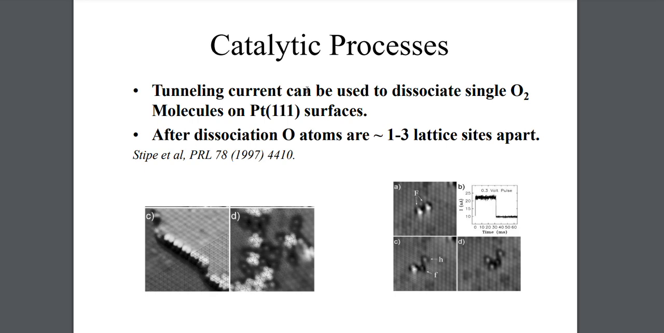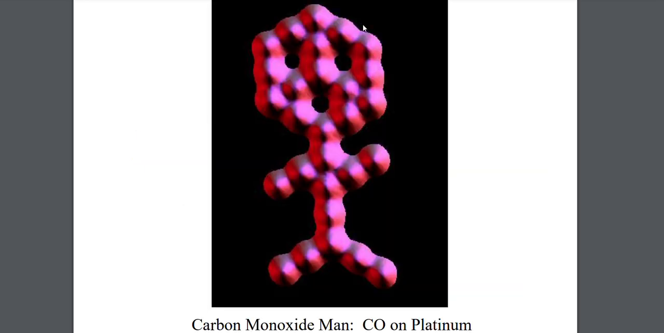It is used in catalytic processes wherein the tunneling current can be used to dissociate single O2 molecules on platinum surfaces. After dissociation, oxygen atoms are 1 to 3 lattice sites apart. The applications of STMs are vast and impactful.